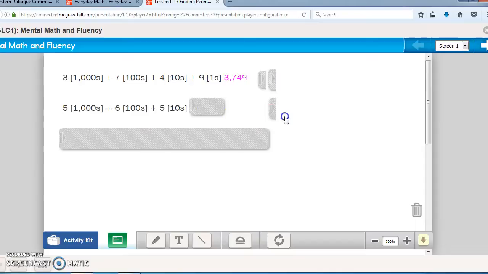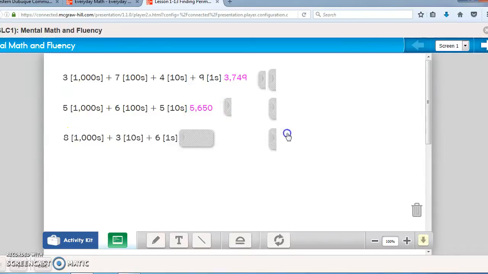Next one. Again, pause it if you need to until you're ready to say it. 5,650. There are no ones, so there should be a 0 in the ones place. And the final one. The expanded form for this number is 8,036. So there's nothing in the hundreds place, so you should have a 0 in the hundreds place.